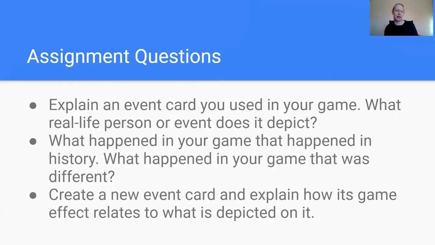And in real life, the French won that battle. Then in our game, the British won that battle. So they were actually doing independent research to find that out.